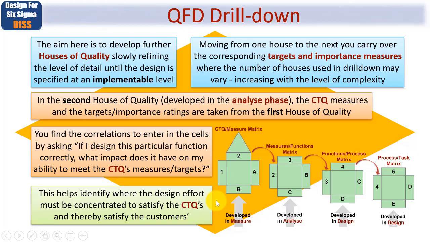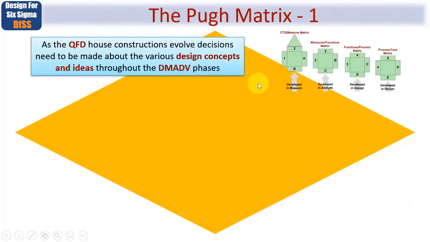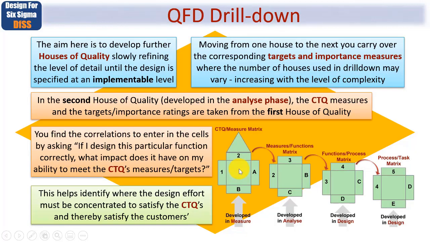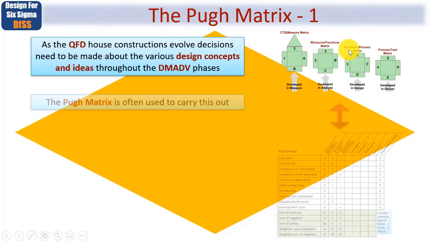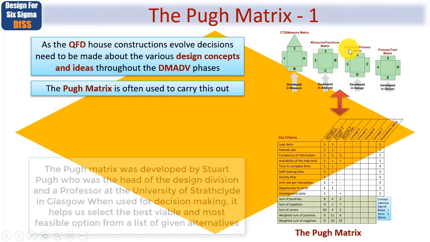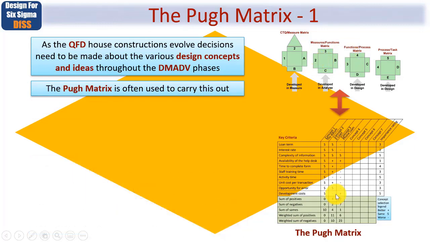So let's now segue from the house of quality to examine the Pugh Matrix. You see, as the quality function deployment house constructions evolve, as shown here, decisions need to be made about the various design concepts and ideas through the DMADV phases. And what's known as a Pugh Matrix is often used to carry this out. Here's a snapshot of what it looks like, and I'll take you through this if I may.